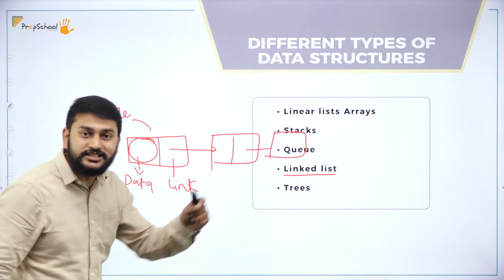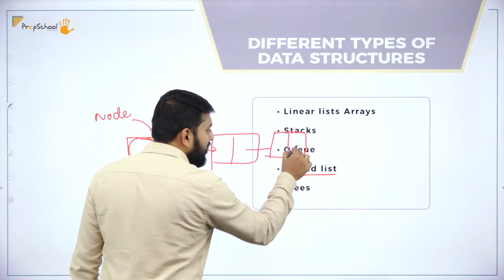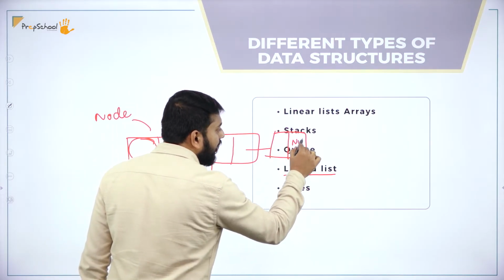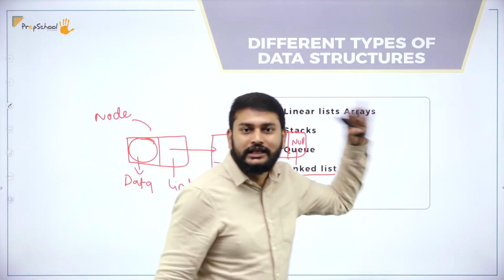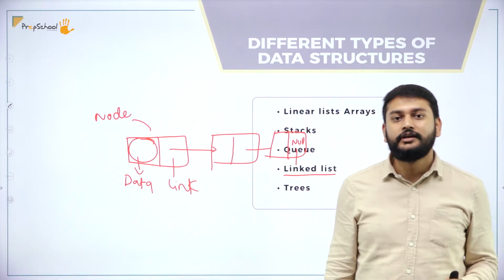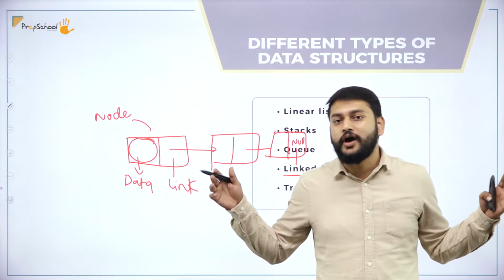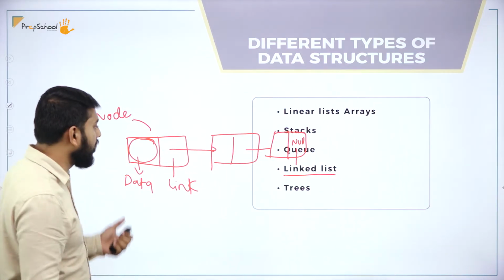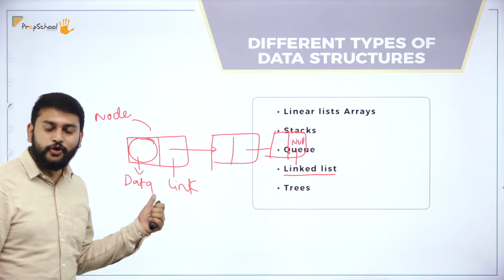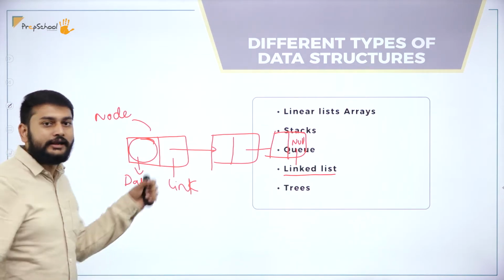In the last node, guys, in the link part, I will have null. That is the end of the linked list. That is what you have to understand. So what is it that you will remember? In the linked list, you have the node, guys, with the data part and the link part.